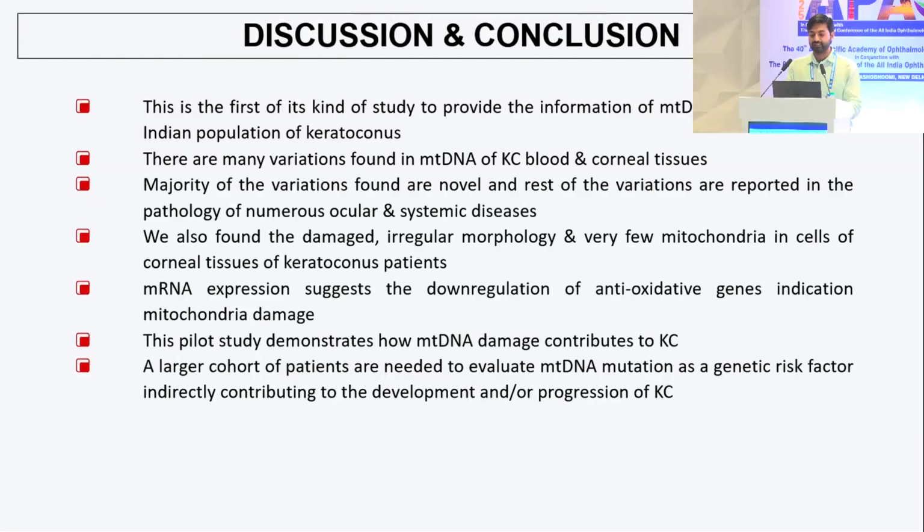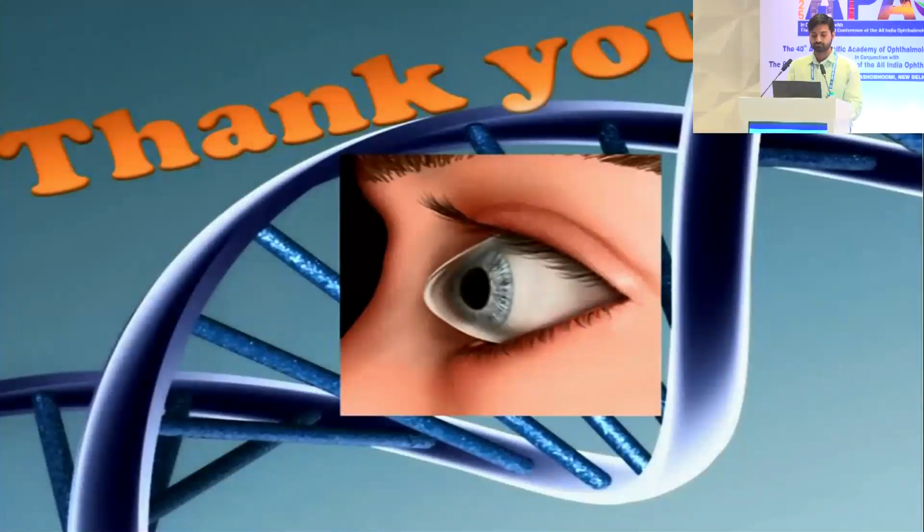This is the first study of its kind to provide information on mitochondrial DNA mutations in the Indian population, and the majority of the variations are novel, while the rest have been reported in numerous ocular and systemic diseases. We also found damage and irregular morphology of mitochondria in corneal tissues of keratoconus patients. mRNA expression levels suggest downregulation of antioxidative genes, which again indicates mitochondrial DNA damage. We will recruit more patients to evaluate mitochondrial DNA as a genetic risk factor contributing to the progression of keratoconus. Thank you.